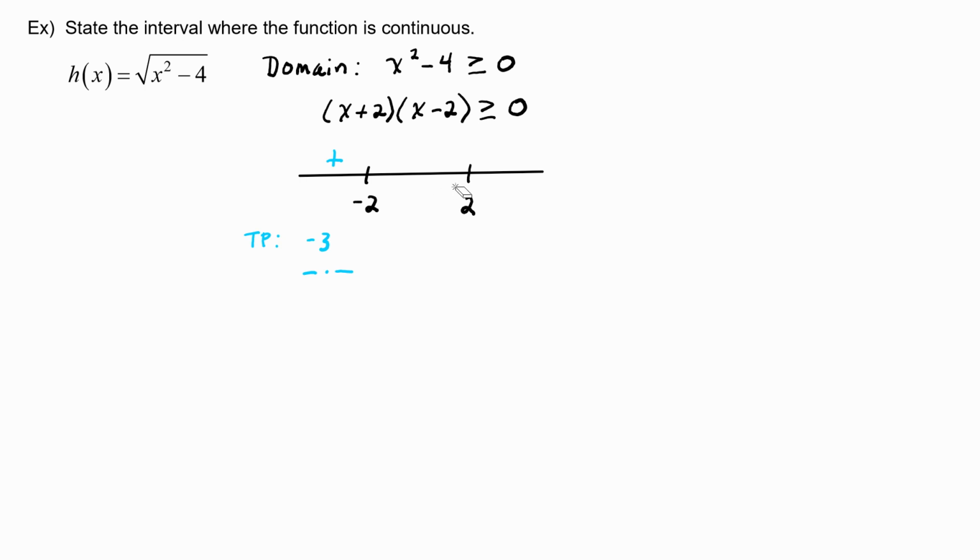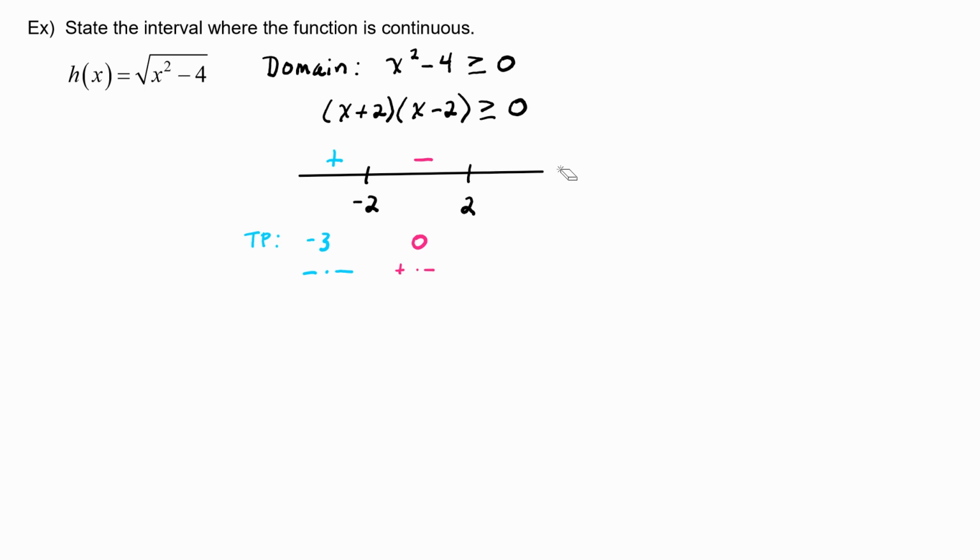Picking a test point on this interval is pretty easy. Our favorite one is 0. If we put 0 into the first factor, we get a positive number. If we put 0 into the second factor, we get a negative number. A positive times a negative is a negative. So that means for all points between -2 and 2, this product will be negative.